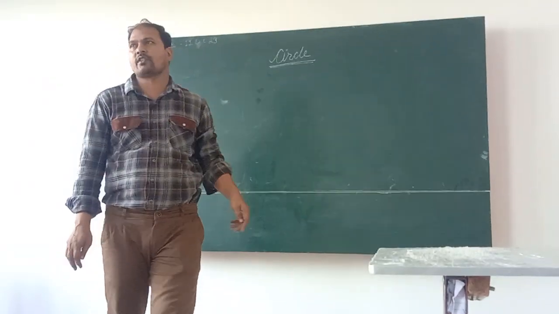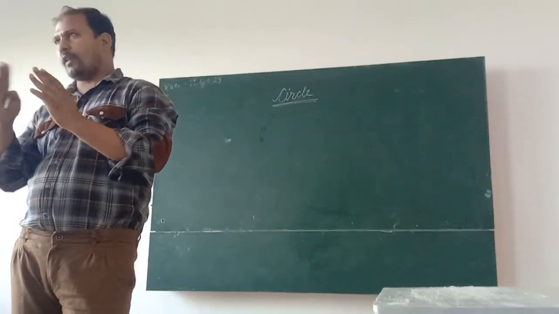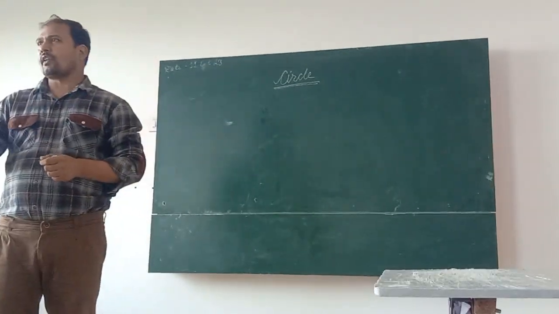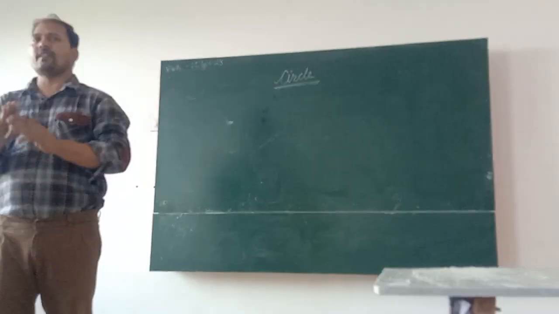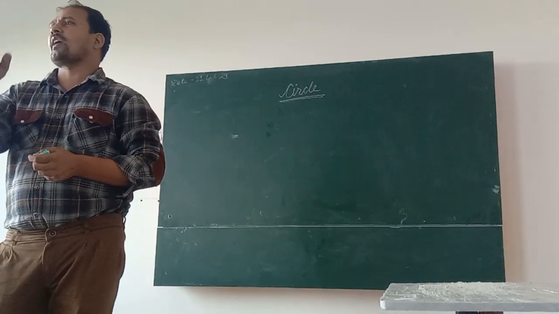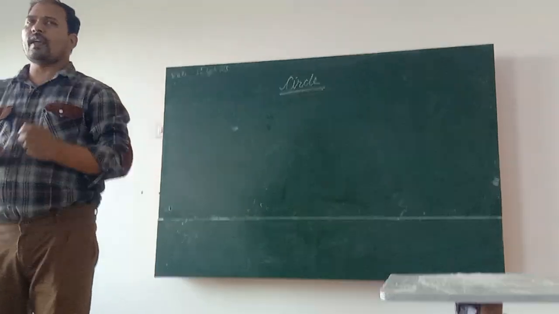In this chapter we will discuss how to find the area of a circle, the area of a semicircle, and the area of a quadrant. These are the parts of the circle: semicircle, quadrant, sector, segments. We will explain it.